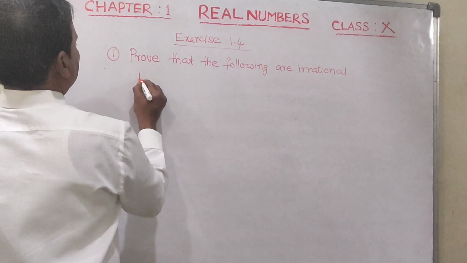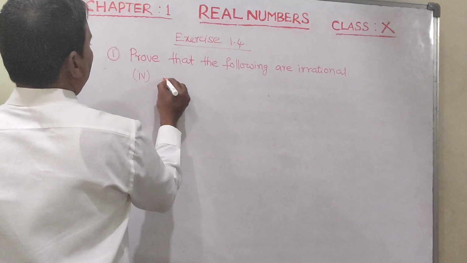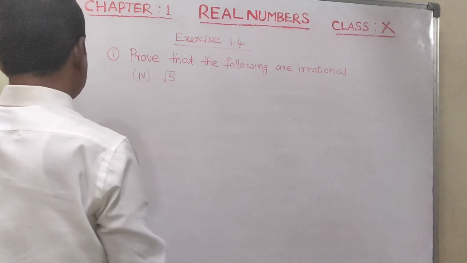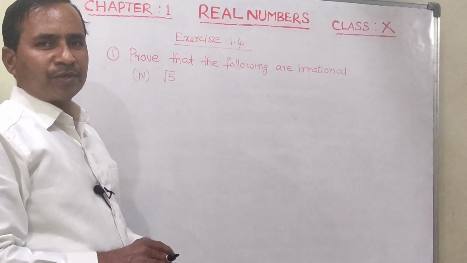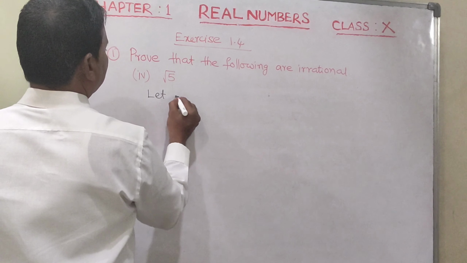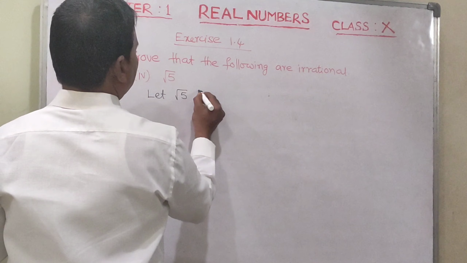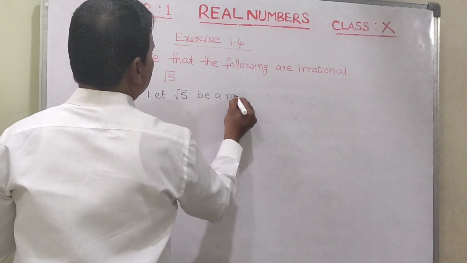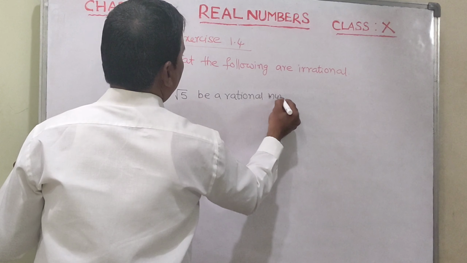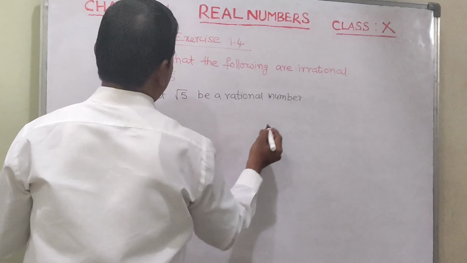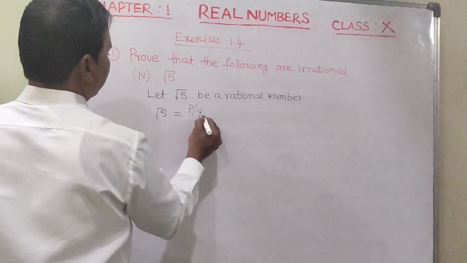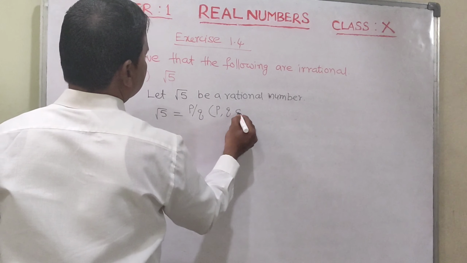Okay, this is the next problem: root 5. Let root 5 be a rational number. So, root 5 must equal p by q, where p and q are integers.